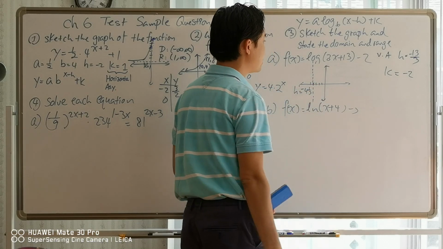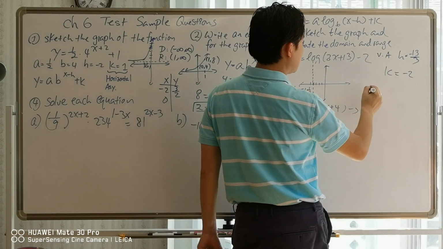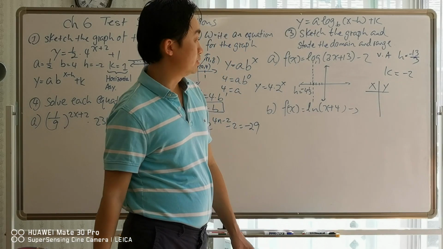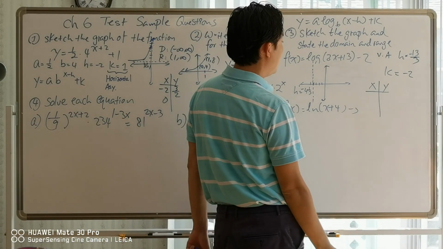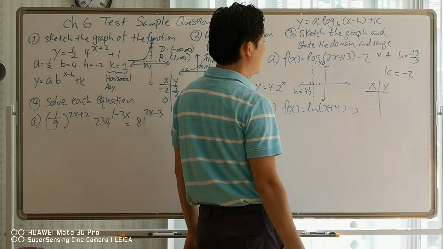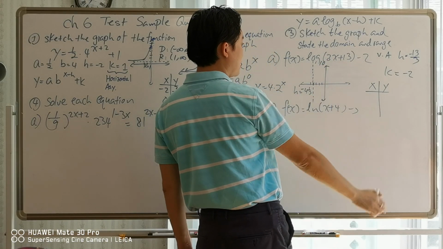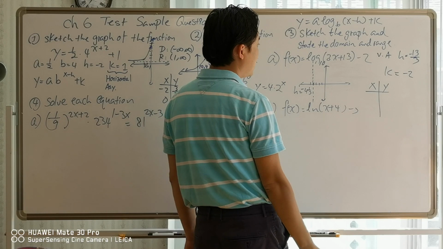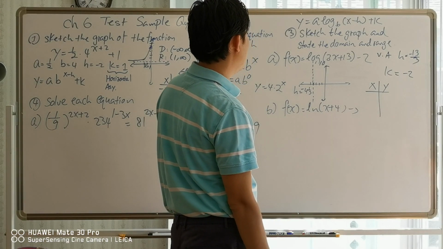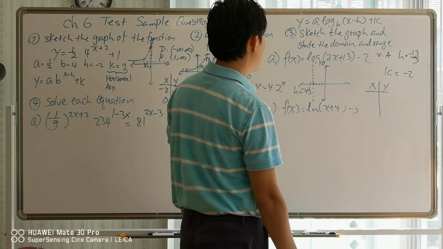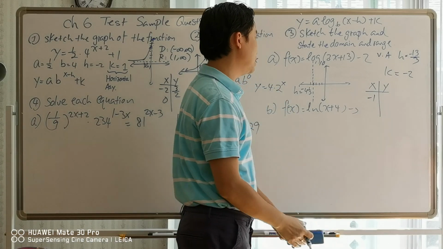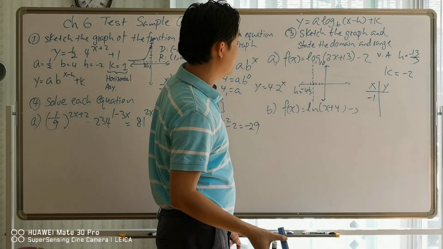For the value of h. And now we want to set up the xy table to get some points, so we can find out some position here. One thing that we notice, the base is not shown, so that means the base is always 10. In order to get the same quantity to 10 here, we want to use x equals negative 1, because negative 1 times 3 will give you negative 3. Negative 3 plus 13, which is 10.